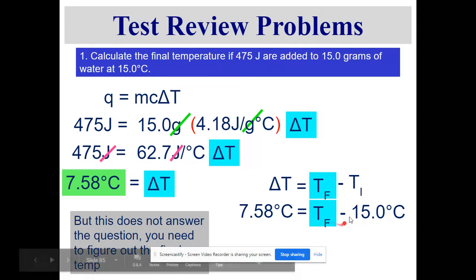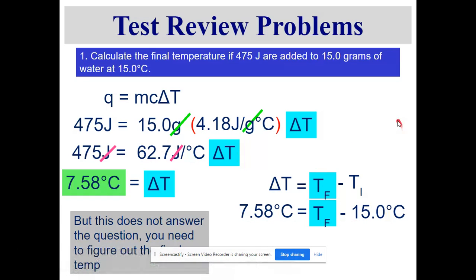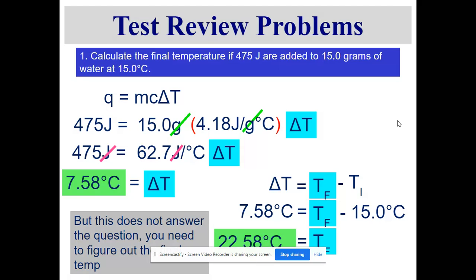Since this is a minus sign right here, we have to add 15 to both sides. So it's 7.58 plus 15, and when you solve that, you get 22.58 degrees Celsius. So hopefully that's a review.